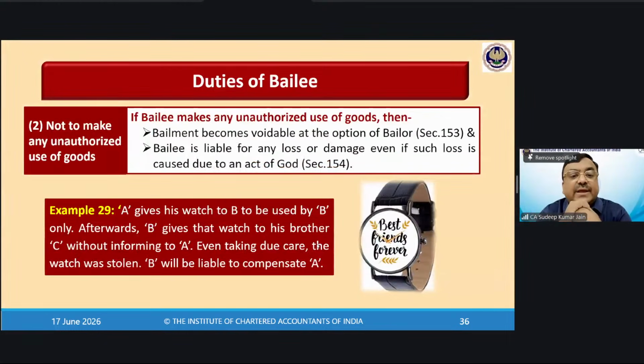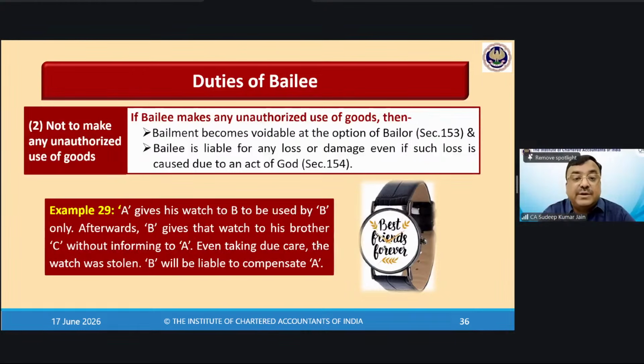Not to make any unauthorized use. This was the right of bailor. This is the duty of bailee. If bailee makes any unauthorized use of goods, then the bailment becomes voidable at the option of the bailor, and the bailee is liable for any loss or damage, even if such loss is caused due to an act of God. If the bailee uses the goods in an unauthorized way, then he would be liable to compensate even for an act of God.